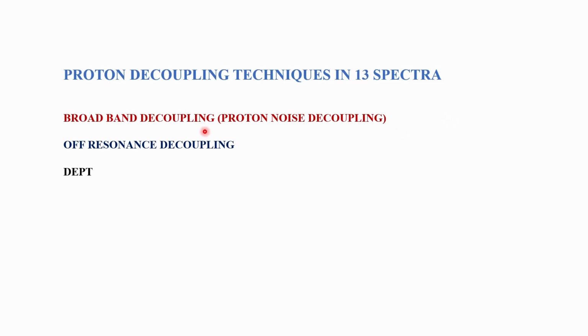Okay, there are three decoupling techniques in carbon-13 spectra: the broadband decoupling or proton noise decoupling, off-resonance decoupling, and DEPT spectra. I have already made a video on DEPT spectra. You can watch the video of this DEPT spectra on my channel. Here I will discuss the broadband decoupling or proton noise decoupling technique.